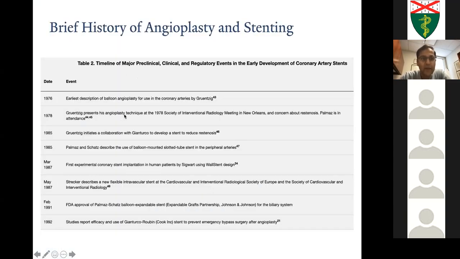So just as a timeline, to put it all on one page: the first use of angioplasty for coronary arteries was in 1976. The first FDA approval of coronary stents was a bare metal stent in 1991, which was specific to prevent emergency bypass surgery after balloon angioplasty. And then the next 30 years after that have brought us up to where we are now.